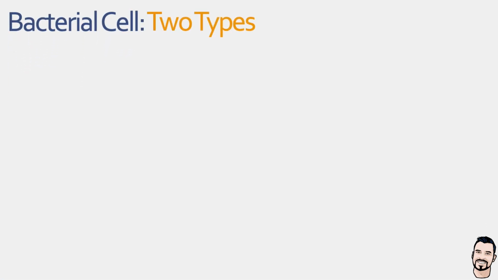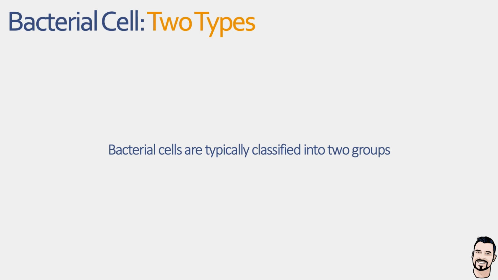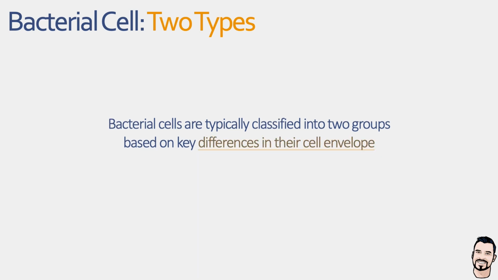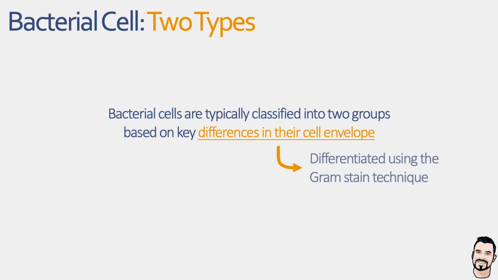Generally speaking, bacterial cells can be classified into two broad groups, based upon key differences in their cell envelope, which is the structure that surrounds and defines the cell. These differences are identified using a microbiological method known as the Gram stain technique, developed by Hans Christian Gram in the 1880s. This technique applies sequential stains and washes to bacterial cells, and depending on which stains are retained, it gives us an indication of the structure of the bacterial cell envelope.